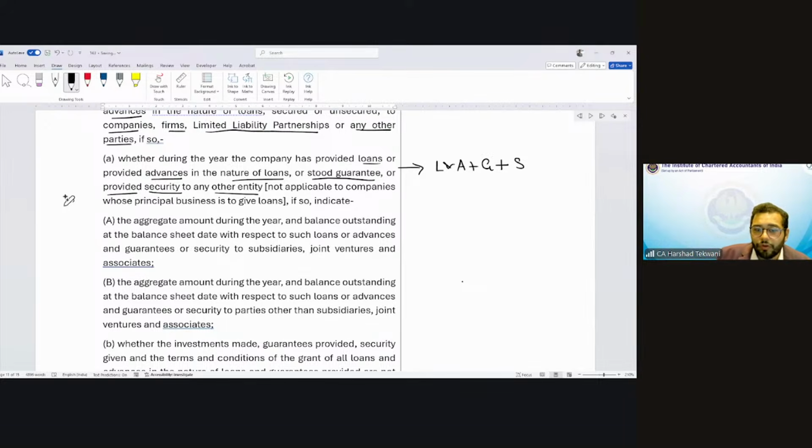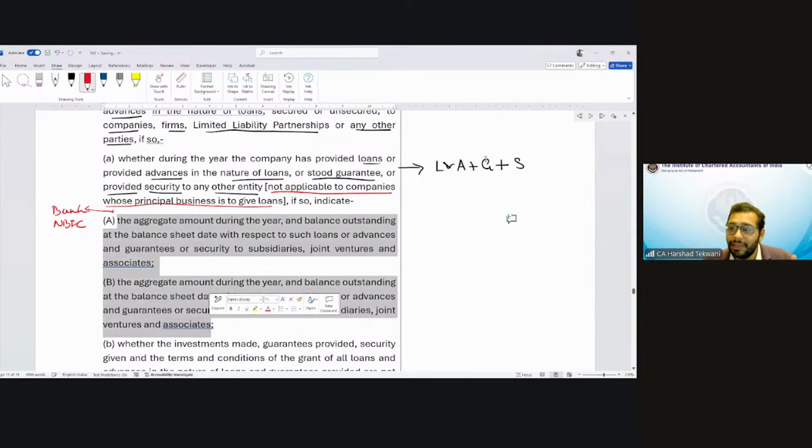Not applicable to the company whose principal business is to give loans. Which are those companies whose principal business is to give loans? Investment companies, sorry, not only investment companies but banking companies, banks, NBFCs. Any such entities which are banks or NBFCs are excluded. Those are not required to be considered in this particular clause. But apart from those companies, if any other company has given a loan, advance, guarantee or security to another entity, then what you are required to report? These two things.